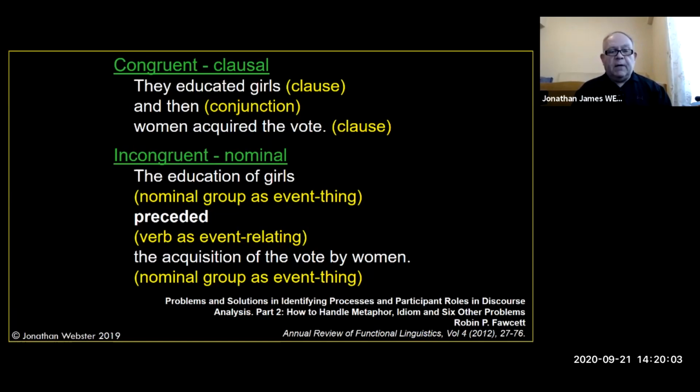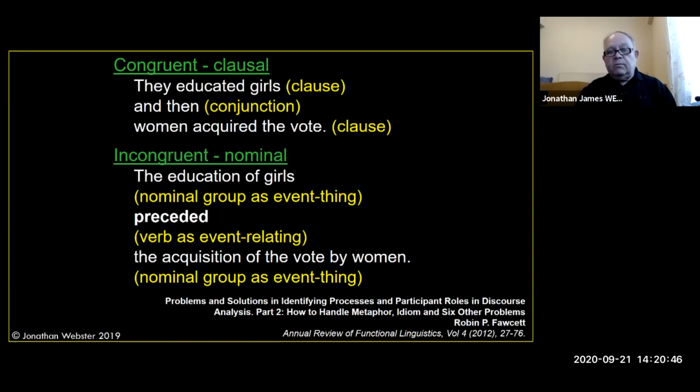Okay, he gives this example: the congruent. Remember the congruent, the default, the sort of the common sense way of talking, all right? Clausal way. They express everything as clauses. They educated the girls, or they educated girls, clause. Women acquired the vote, clause. They both have verbs, educated, acquired, right? And how do we relate these two events? We relate them by means of a conjunction. These two happenings, we relate them by a conjunction. The conjunction is the relation.